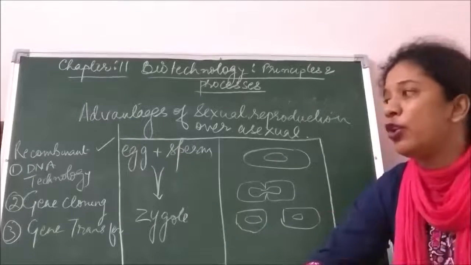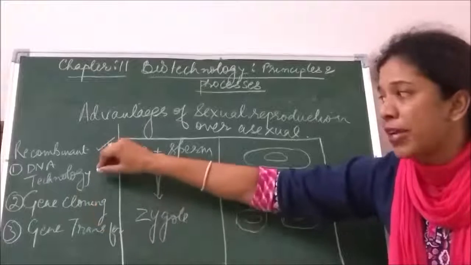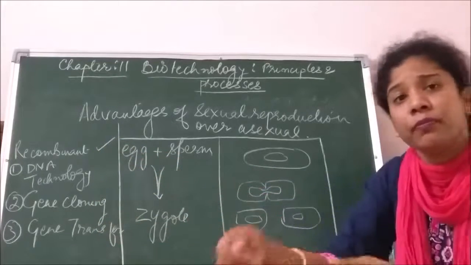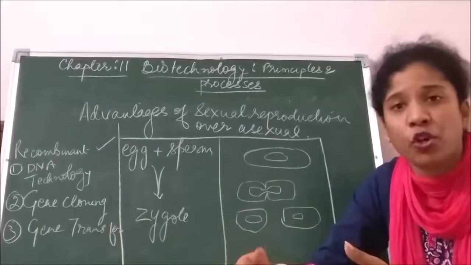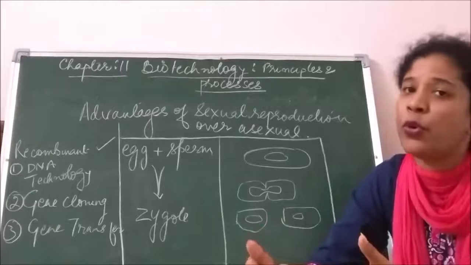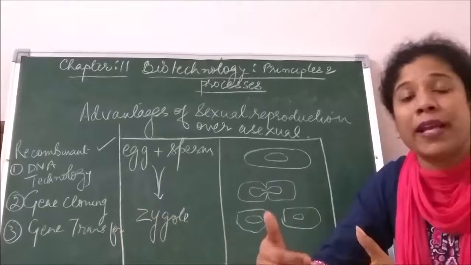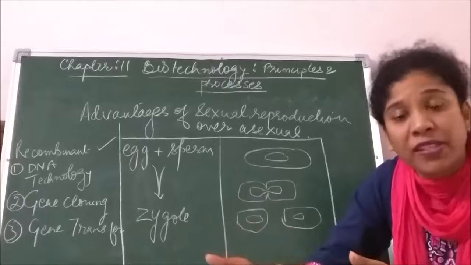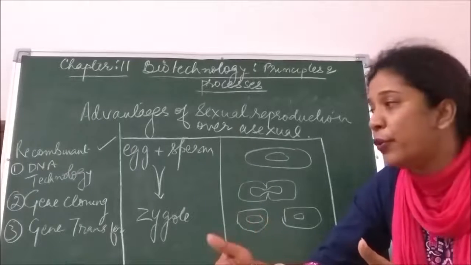Now in biotechnology, all this purpose can be fulfilled by three basic techniques, that is recombinant DNA technology, gene cloning and gene transfer. In recombinant DNA technology, we combine the genes which are best fitted, and introduce them into the host. In gene cloning, we get the best variety, the best combination of genes, and multiple clones of the same are created so that the desired feature is retained for a longer duration of time.